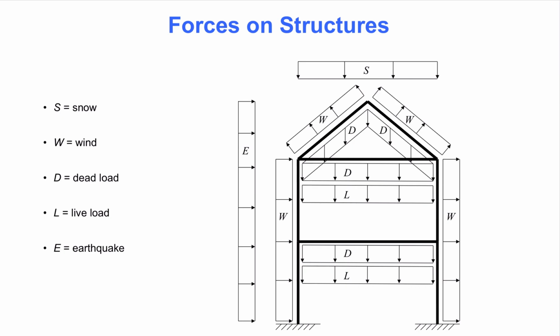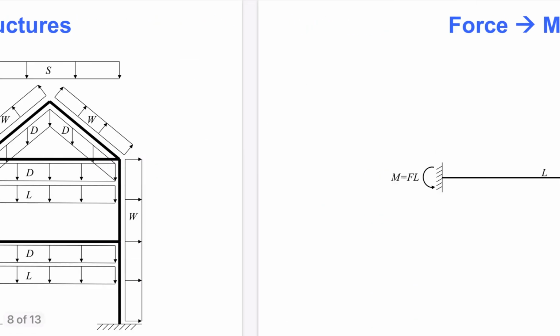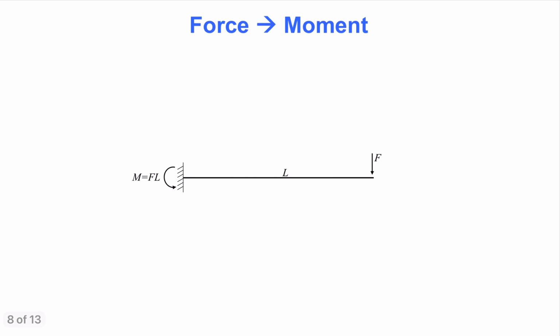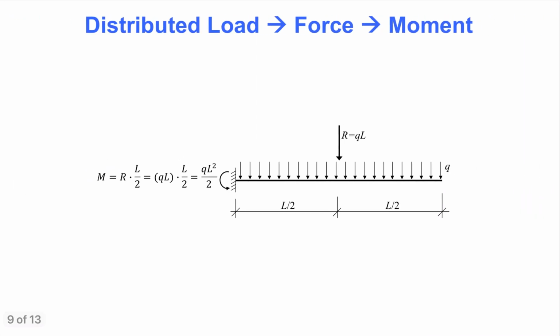To reinforce the concept of a moment, this slide shows a cantilevered beam subjected to a force, F, at the tip. The length of the beam is denoted by L. That means the moment at the base of the cantilever equals the force times the arm, namely F times L, as the title of the slide says. This is an example of going from force to moment. Next, we go all the way from a uniformly distributed load to a resultant force and then to a moment.